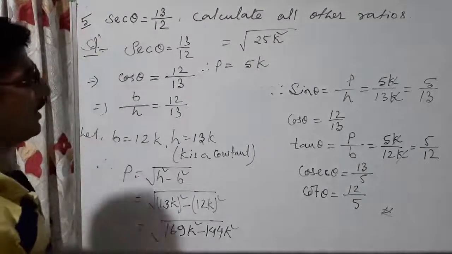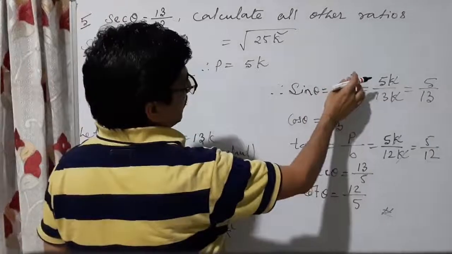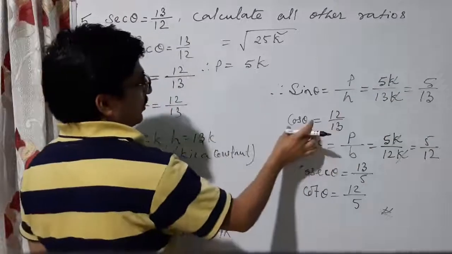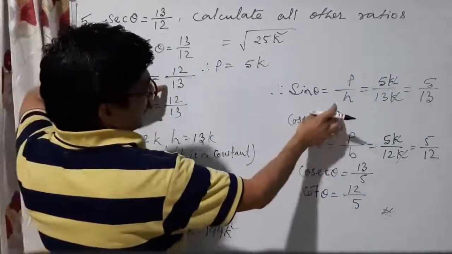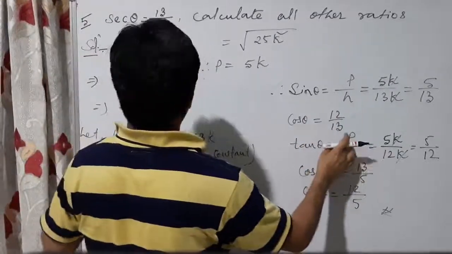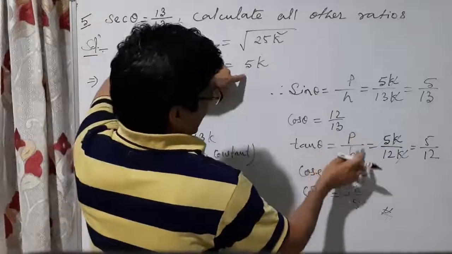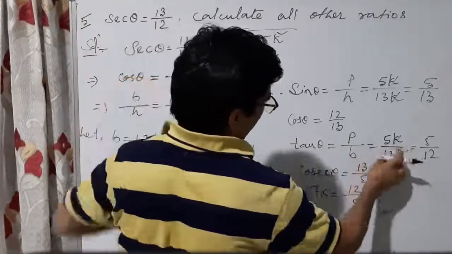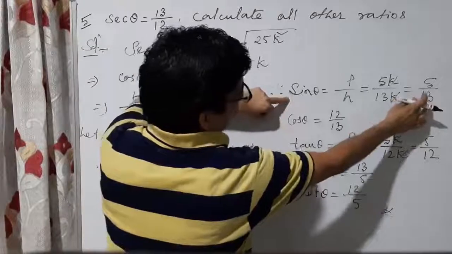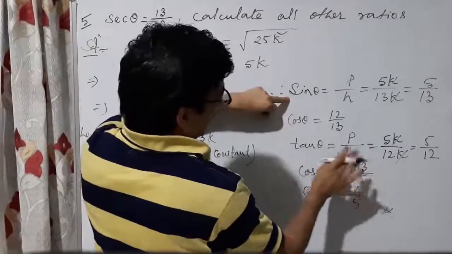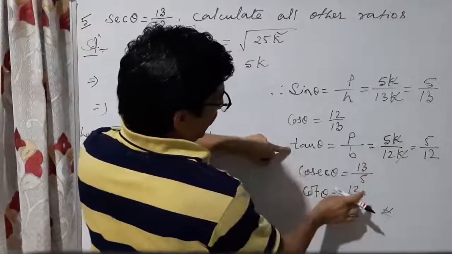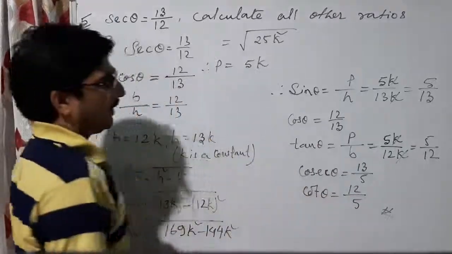Now whatever ratios we want, we can find. Sin theta equals p by h, that is 5k by 13k. K cancels, so 5 by 13. Cos theta we have already got, the reciprocal of sec theta, that is 12 by 13. Tan theta equals p by b, p is 5k and b is 12k, so k cancels and tan theta is 5 by 12. Now cosec theta is the reciprocal of sin theta, so it will be 13 by 5. And cot theta is the reciprocal of tan theta, so it is 12 by 5. So we have got the 5 ratios.